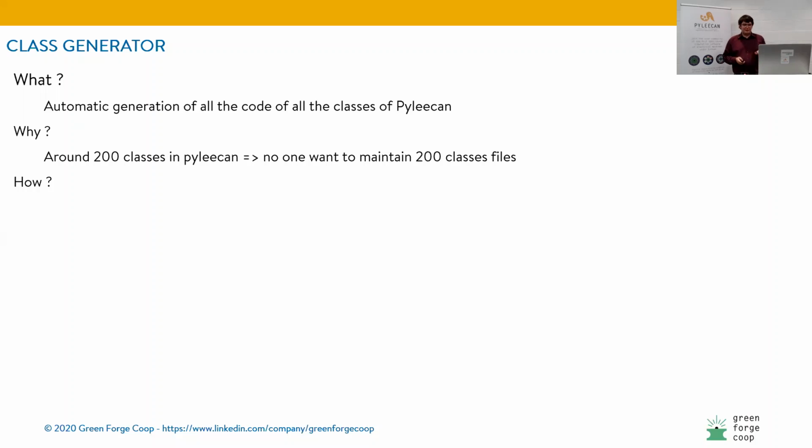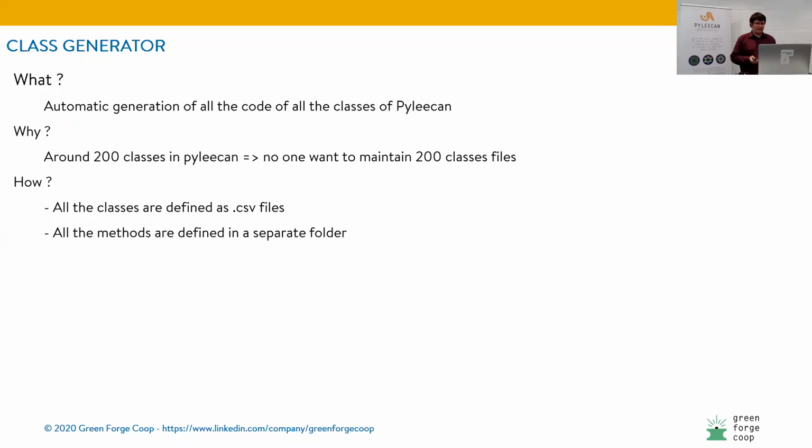So how we managed to do that? Basically, we define every single object as a CSV file. So in the CSV file, I will show you in a few minutes, we define the list of the properties of the class, we define the list of the methods of the class, and a few data and metadata, and then the class generator will read all the 200 CSV files and generate the 200 corresponding Python code. So the first thing you need to know is when you need to create a class in Pyleecan, you just need to create a CSV file, which you will see is way more convenient.